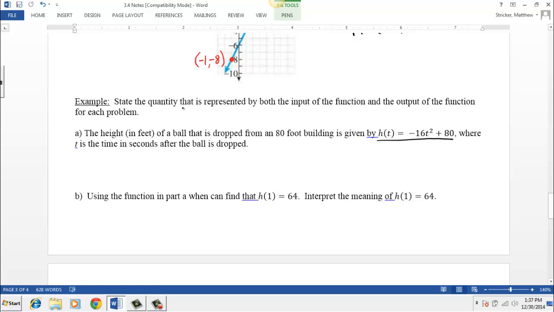So if it says state the quantity that is represented by both the input of the function and the output of the function, the input, well, that's right here. We've been thinking of this as x, but it's a different variable this time. It's t. What does t represent? T is the time. So the input variable is t, which represents time in seconds.